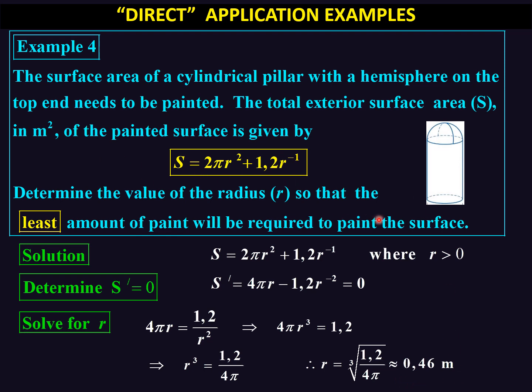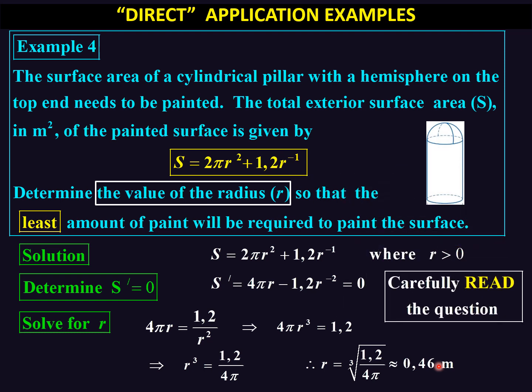And just be careful there. They mentioned here that the measurement there is in meters. Yeah, meters there. There it is, meters squared. So the radius there is 0,46 meters. And let's read what they asked, the value of the radius. Did we answer the question? Yes, there we have the value of the radius. So always remember to read. Just make sure that you're answering the specific question.